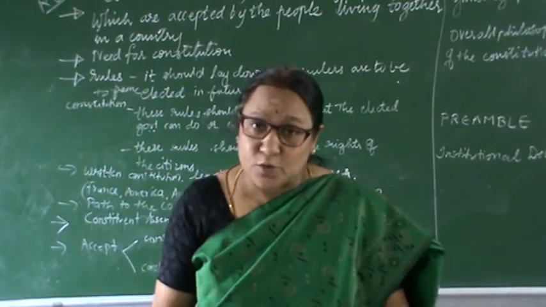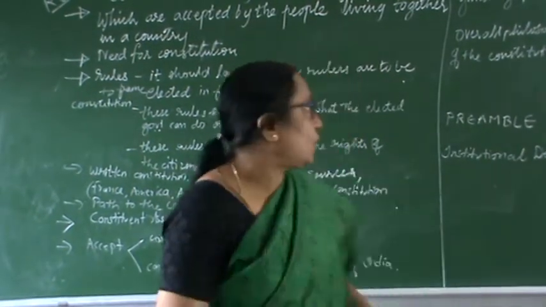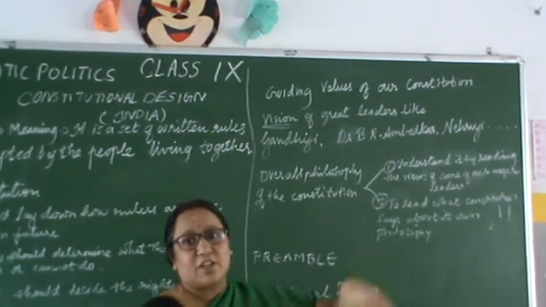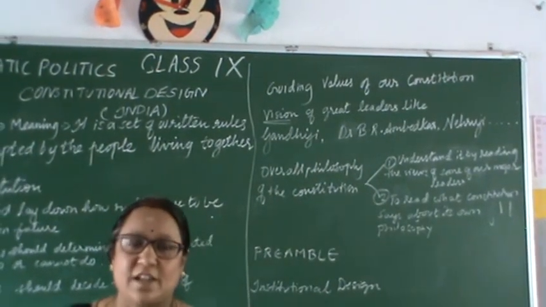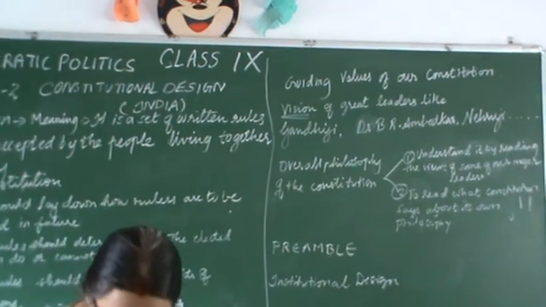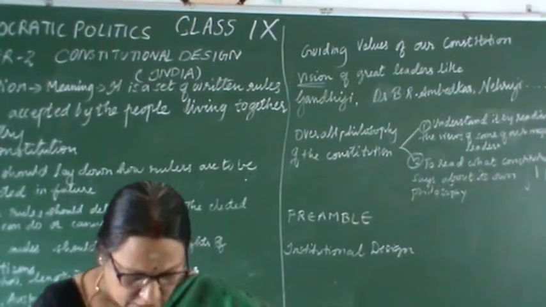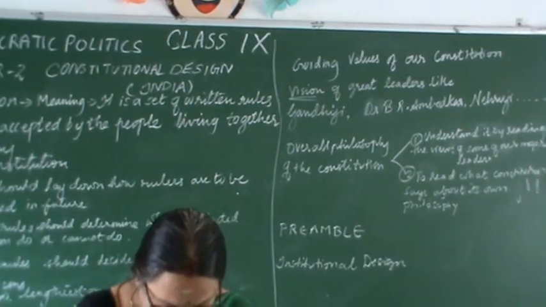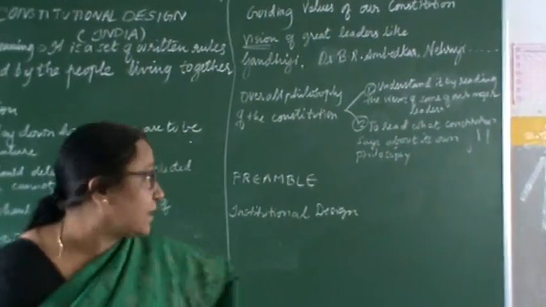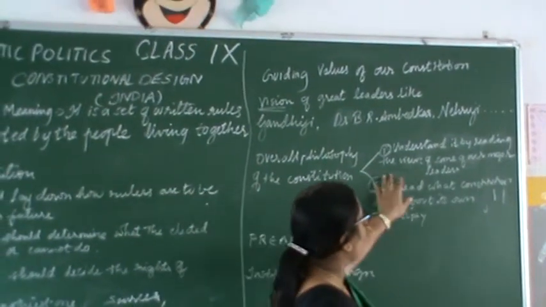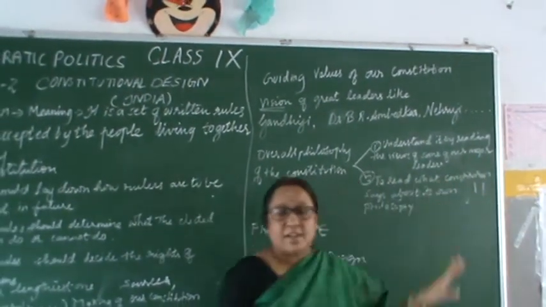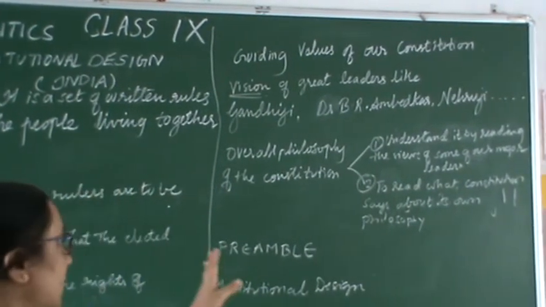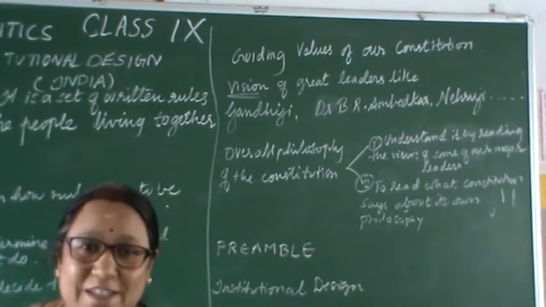Now, today our discussion is going to revolve around the guiding values of our Constitution. What was the vision of the great leaders? How do we understand the philosophy of our Constitution? To start with, we can understand the philosophy of the Constitution by reading the views of some of our major leaders. Here the views of Gandhiji, Dr. B.R. Ambedkar and Jawaharlal Nehru are given.